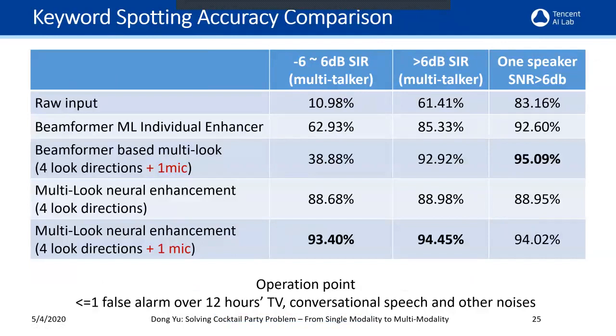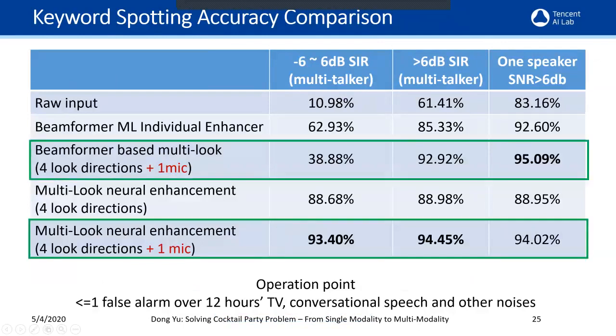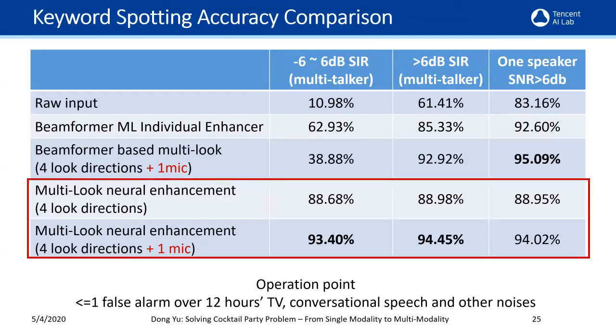Here are the wake up rates at the operation point where there is 1 false alarm allowed for 12 hours of continuous TV and conversational speech noise. We can observe that with neural enhancement, the wake up rate is close to 95% across all signal to interference ratio. With beamforming based multi-look system, the wake up rate is only 40% when SIR is below 6 dB. We can also observe that the inclusion of the raw input signal helps to boost detection accuracy by about 5% across all signal to interference ratio conditions.